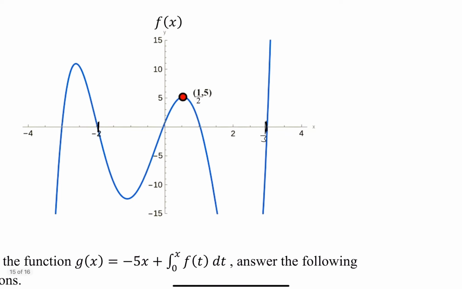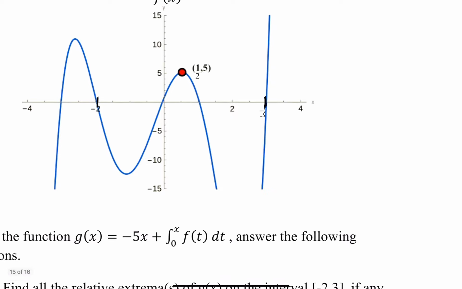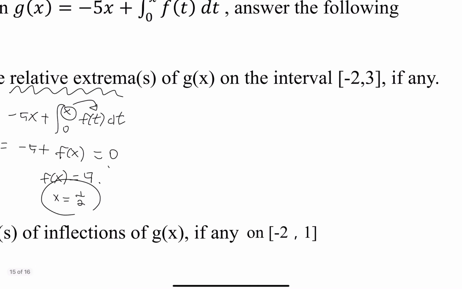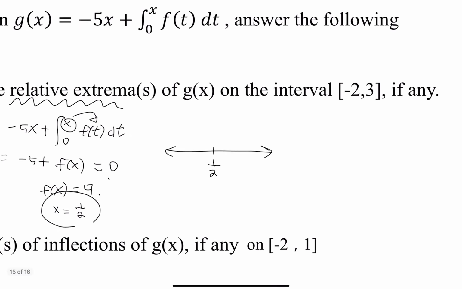And on this interval, the only point where f of x is equal to 5 would be, not negative, 1/2 and 5, right? So this is when x is equal to 1/2. So this is our critical point. Let's do a quick sign analysis to see if this actually is a relative extrema. So 1/2, right? And then let's see.